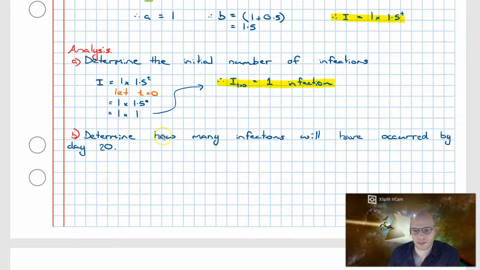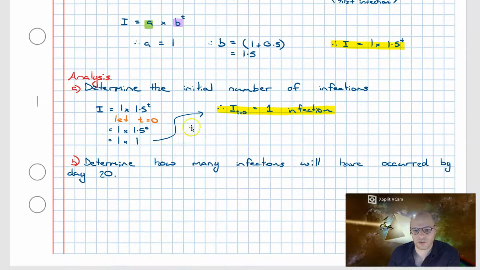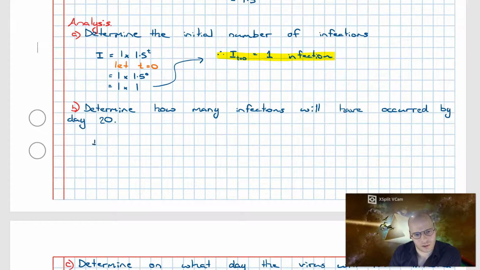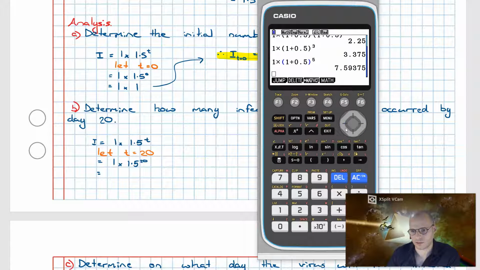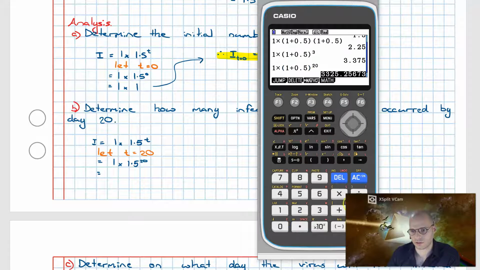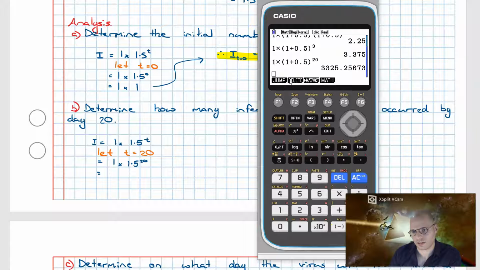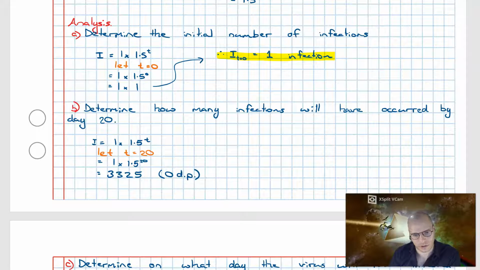Part B, determine how many infections will have occurred by day 20. So with this one we could go for the algebraic method. So we can go I equals, and then I'd need my calculator for that. So I'll take it up, change this value to 20, and we'd have 3,325, 0 decimal places. Or a sensible way to do it, because the question itself does not specify how we should solve it, we can just use our calculators.